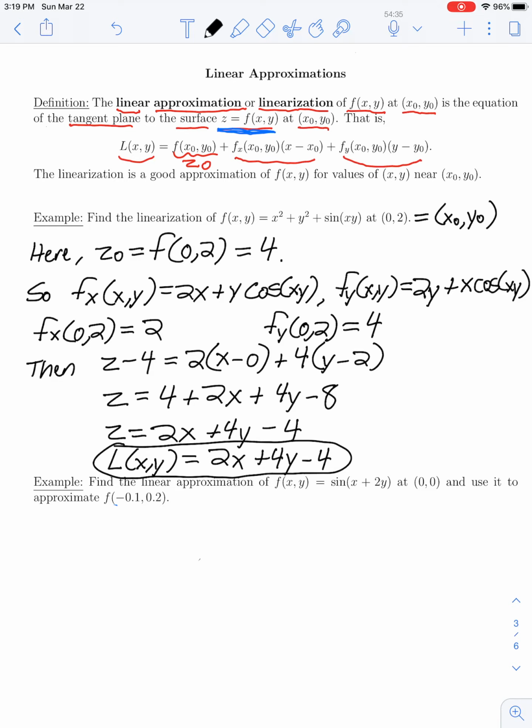Now, we might be wondering, well, what good is this linearization? Why do we care about finding the equation of a tangent plane to a surface at some point? And the reason is that we can use the equation of a tangent plane to approximate the values of our function near the point x naught, y naught, where we were approximating.